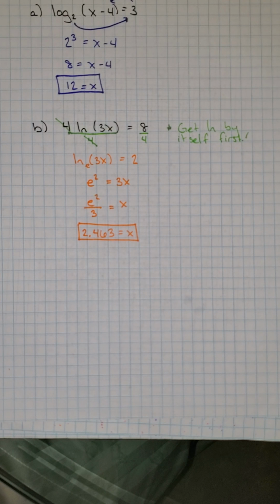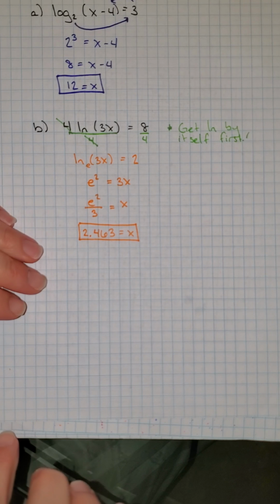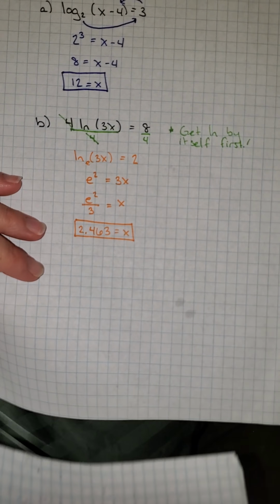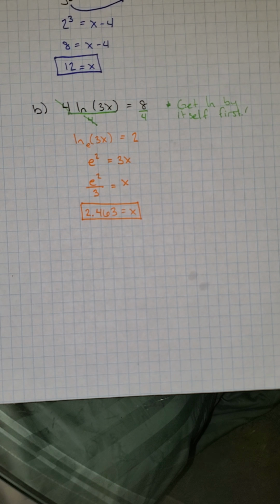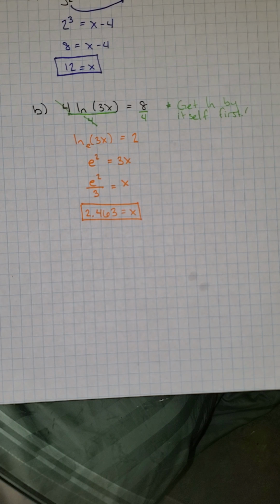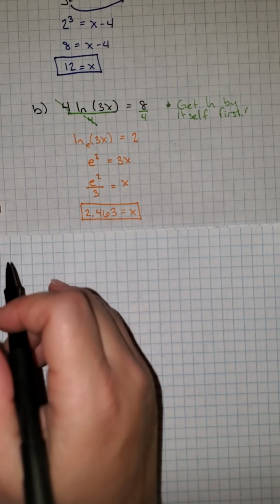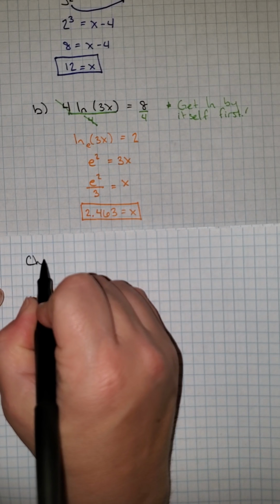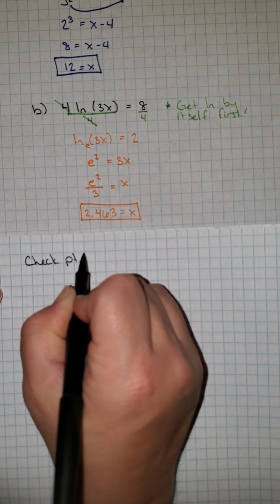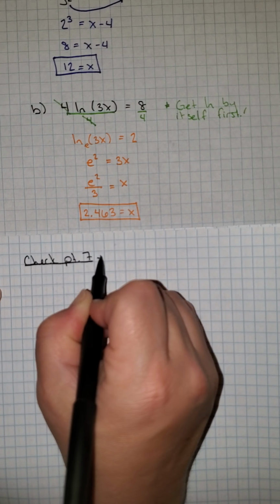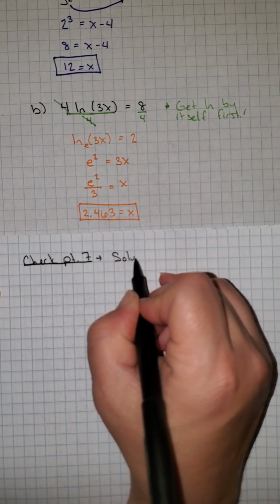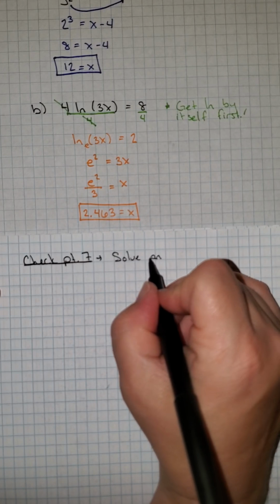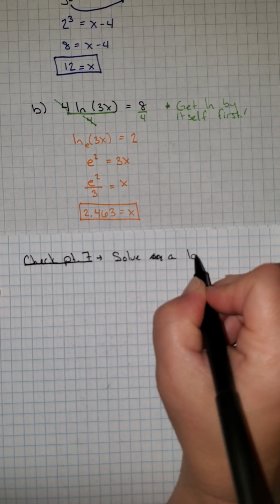Okay, so those each had just a single log in the question. The next one we do, the question will have 2 logs in it. So we're going to have to put those together. So this will be checkpoint 7. Oop, 9. Solve a logarithmic equation.